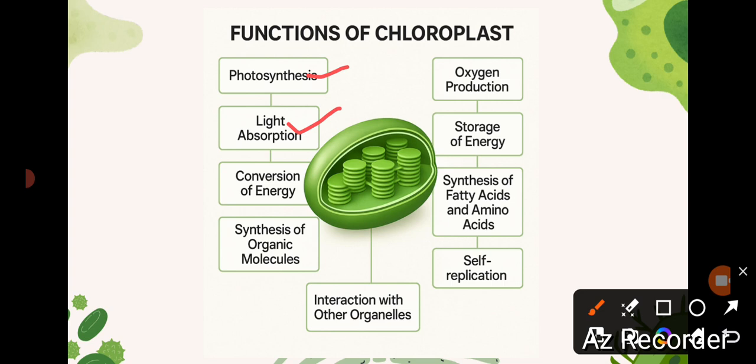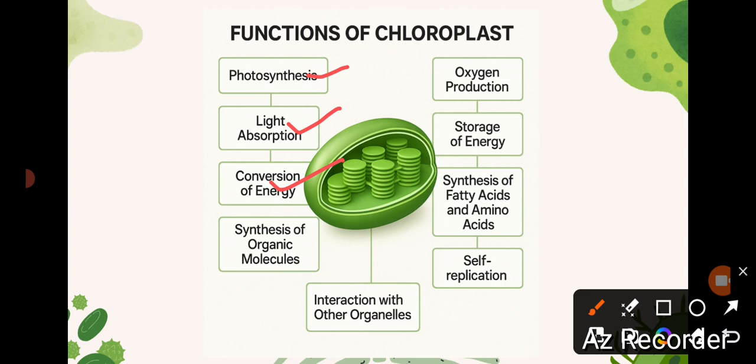Next is the conversion of energy. In the thylakoid membranes, light energy is transformed into ATP, the energy molecule, and NADPH during the light-dependent reaction, that is the light reaction. These energy carriers fuel the synthesis of sugars in the stroma of the chloroplast, right?